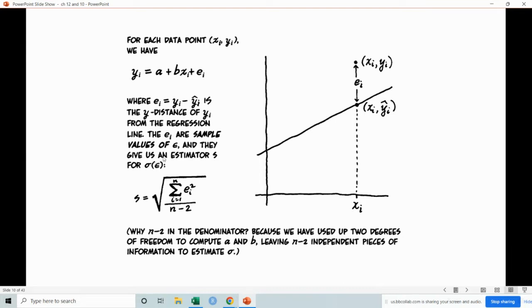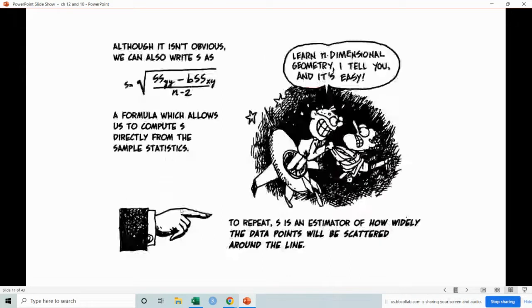So the e i are sample values of the error term, and they give us an estimator s of sigma, the standard deviation of the error term, is given here. The standard deviation is given as the square root of the sum of the error terms squared divided by n minus 2. So that's the sample size minus 2. So why n minus 2 in the denominator? Because we have used up 2 degrees of freedom to compute a and b, leaving n minus 2. Because we're trying to estimate a and b, that's where the 2 comes from.